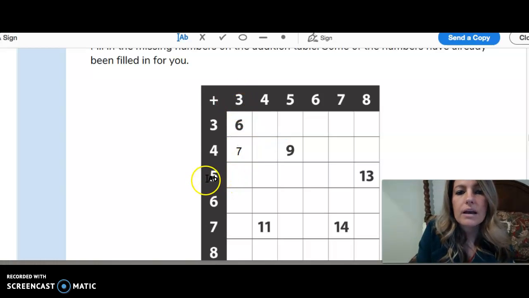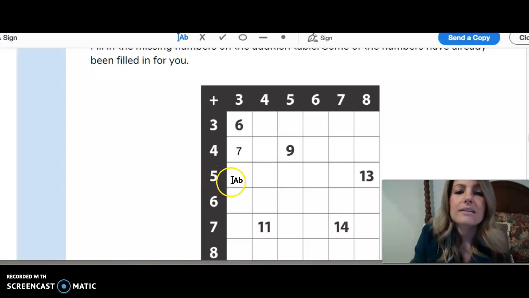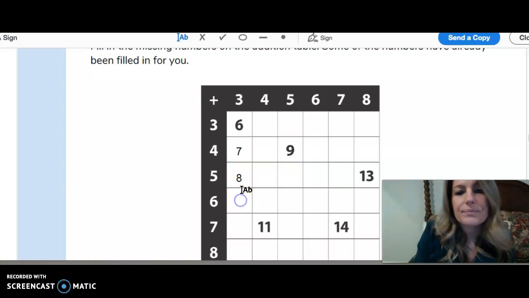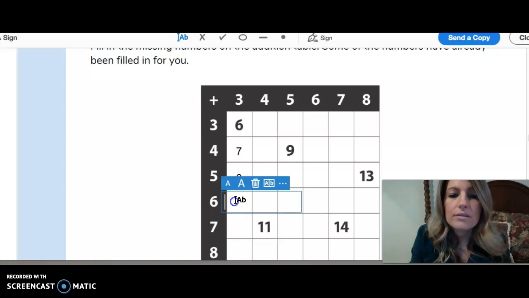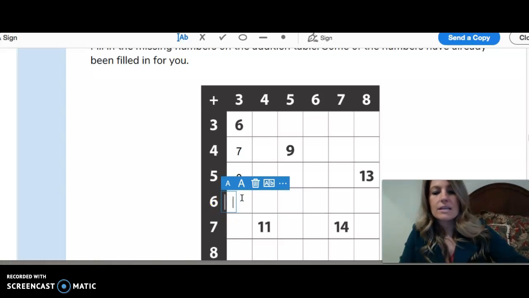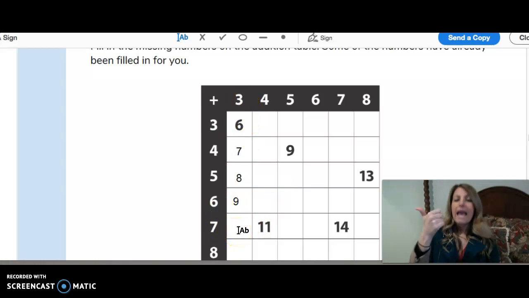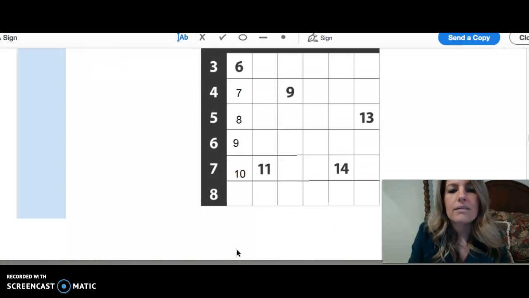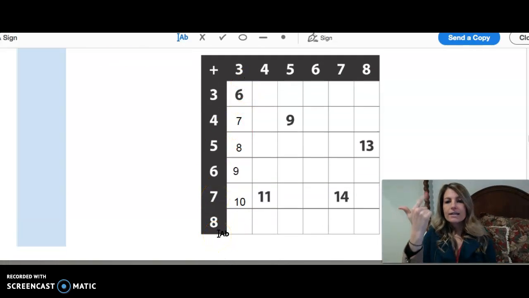Now let's take 3 plus 5. 5, 6, 7, 8. 3 plus 5 is 8. Now we're going to take 3 plus 6. 6, 7, 8, 9. 3 plus 6 is 9. 7 plus 3, 7, 8, 9, 10. All right, now we've got 8 plus 3. 8 plus 3, 8, 9, 10, 11.